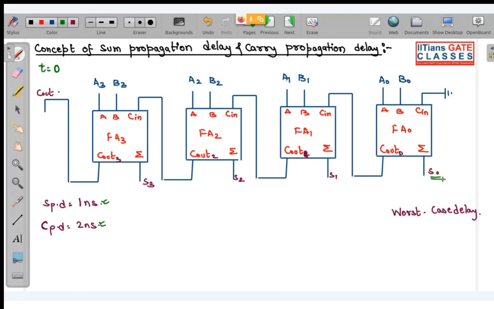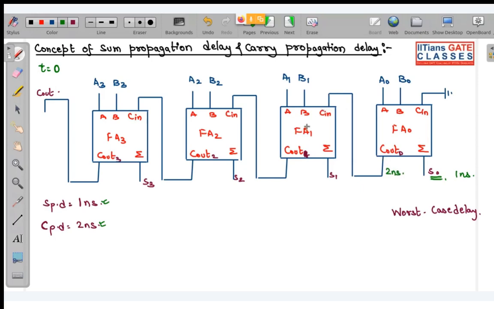This S0 bit will be produced after 1 nanosecond. Why? Because I have written over here SPD, that is, sum propagation delay is 1 nanosecond. So after 1 nanosecond, this output S0 is ready. But what about the C out? The C out will be ready after 2 nanoseconds. So after 2 nanoseconds, this C out will be propagated to your subsequent next full adder.